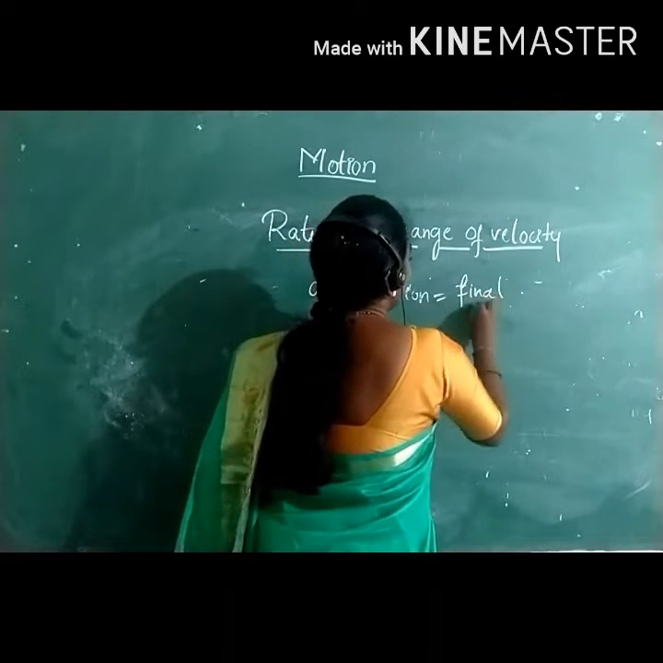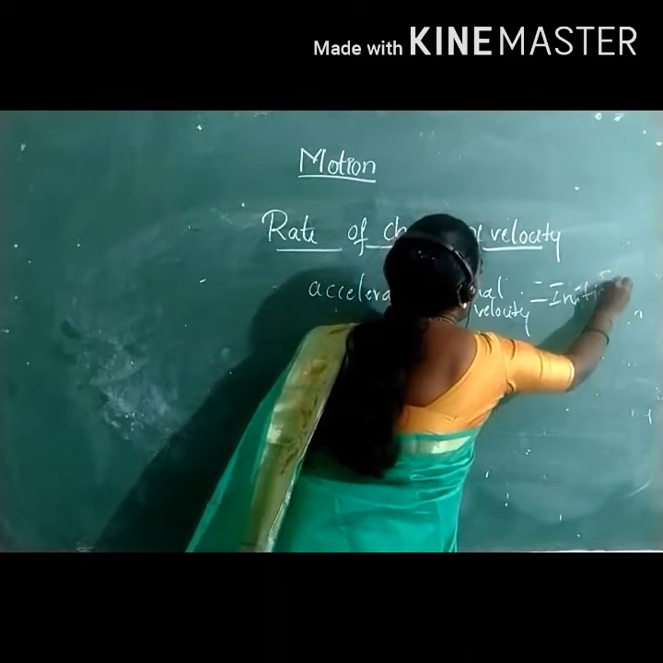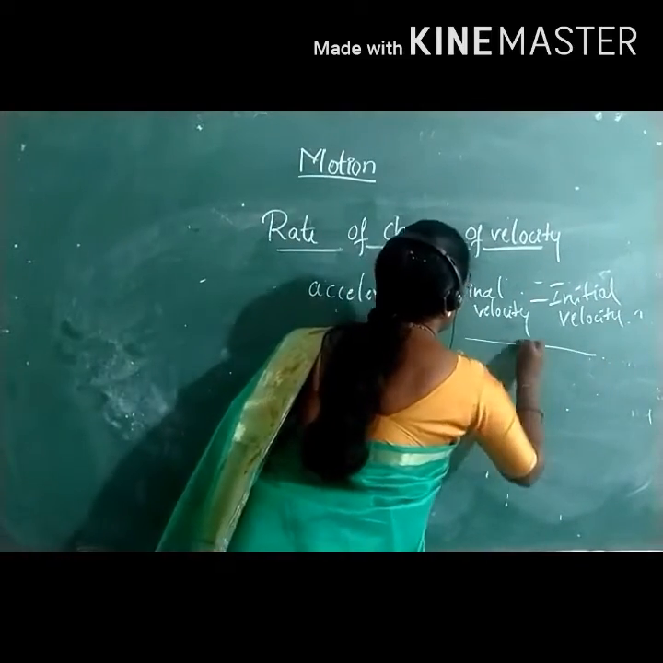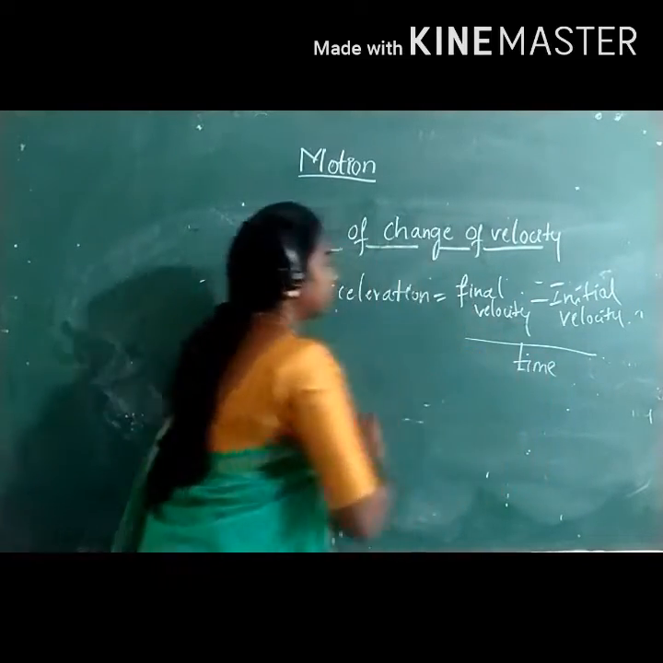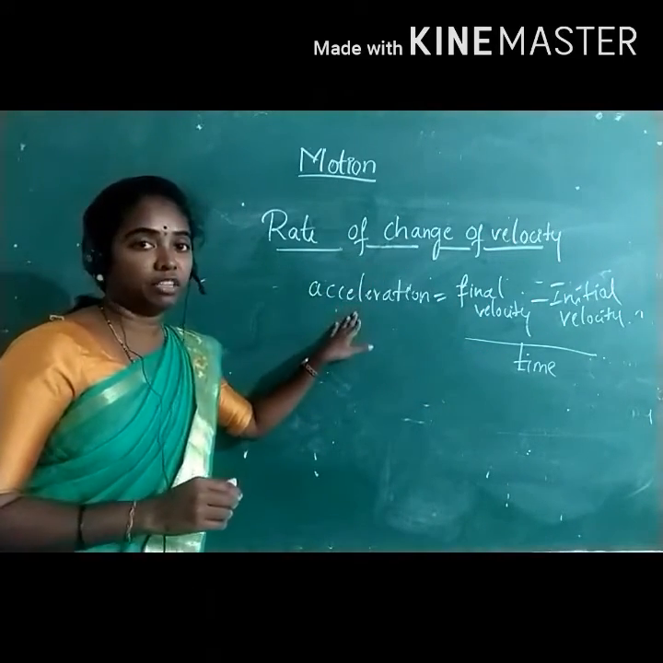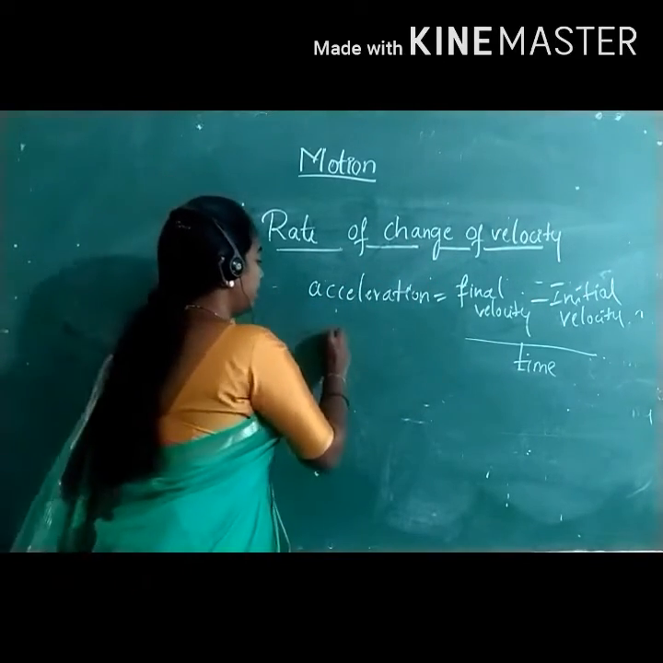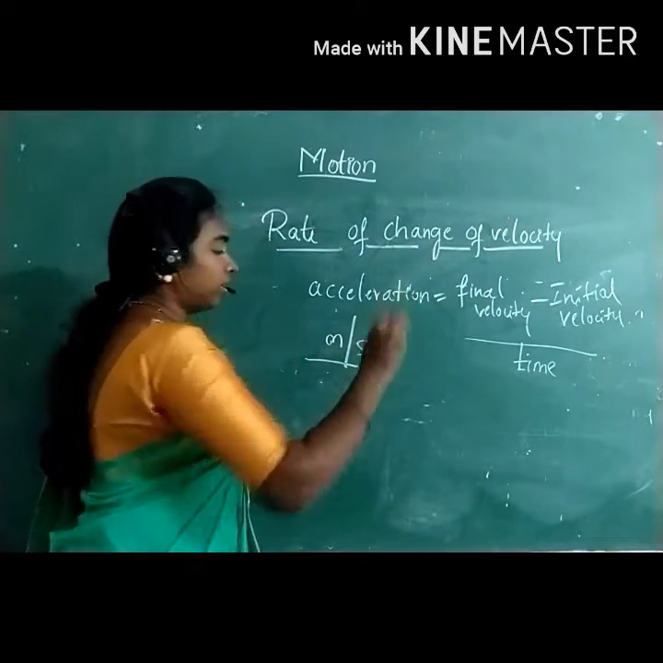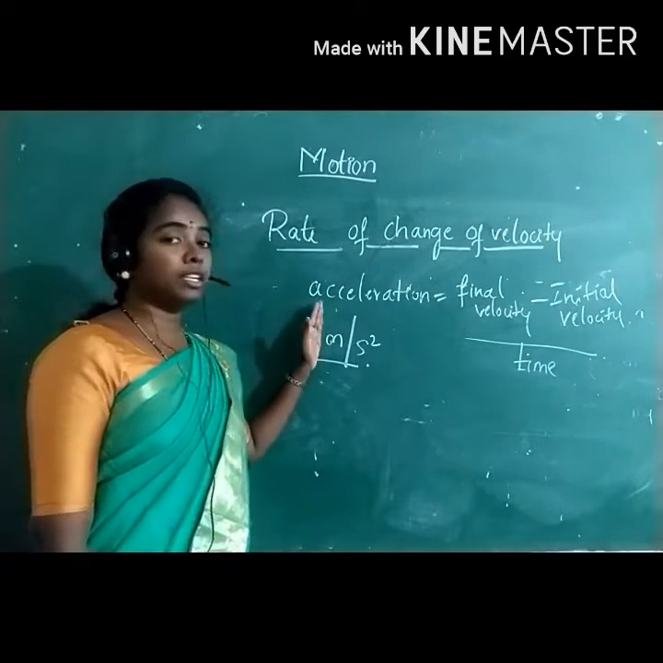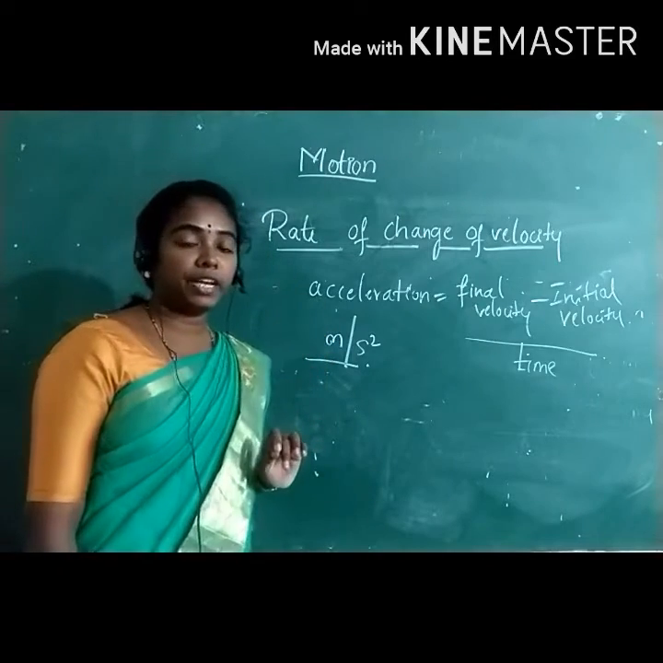final velocity minus initial velocity divided by time. Final minus initial velocity divided by time gives us acceleration, that is known as the rate of change of velocity, and its SI unit is meter per second square. It also has another unit, centimeter per second square. Acceleration is a vector quantity because it is related to velocity. So it has direction and magnitude.